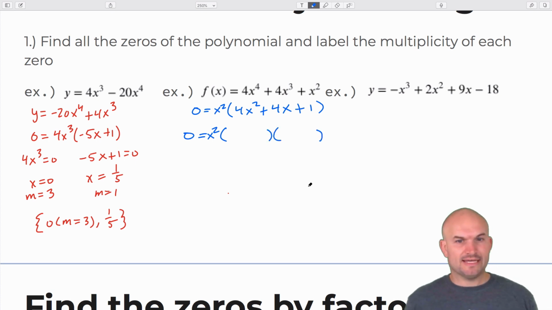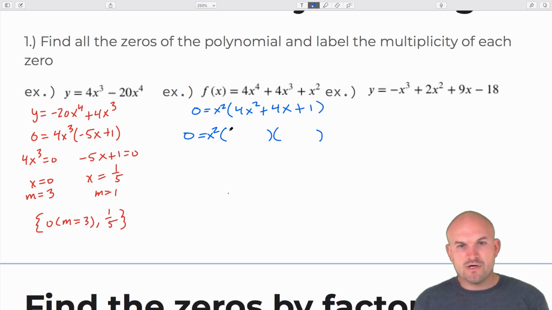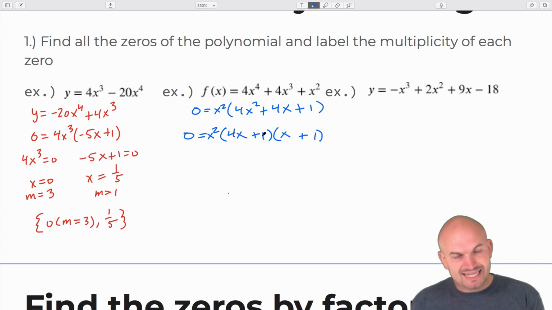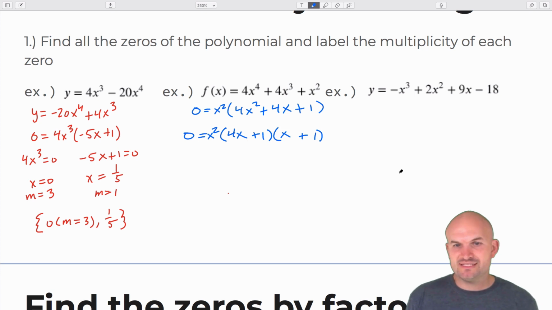Okay, so now we just got to think, well, what 2 numbers multiply to give us 4x squared and then 1? Well, we could easily do just a 4x and an x and plus 1 and plus 1, right? The majority of the time in this class or in other classes, your problems are going to be relatively simple. So a lot of times, until you get good at this, just use guess and check.